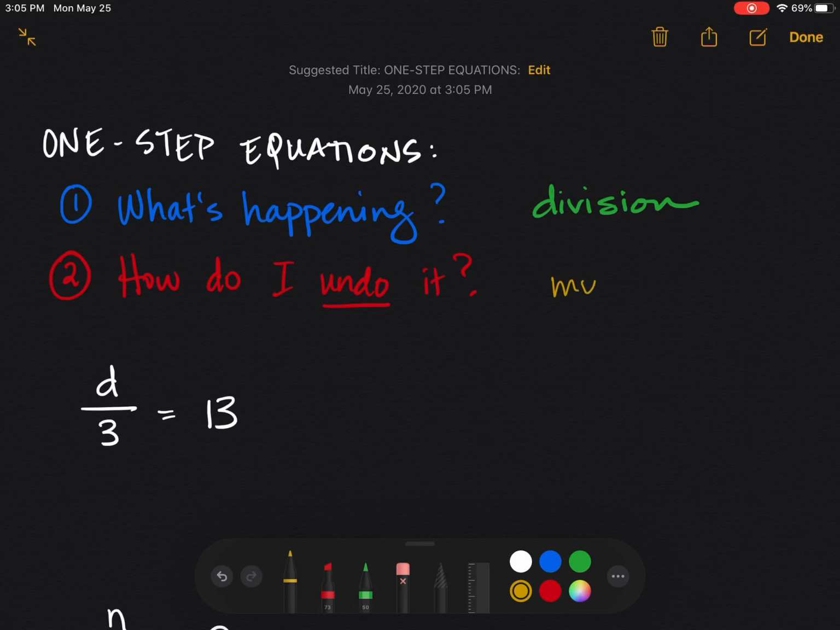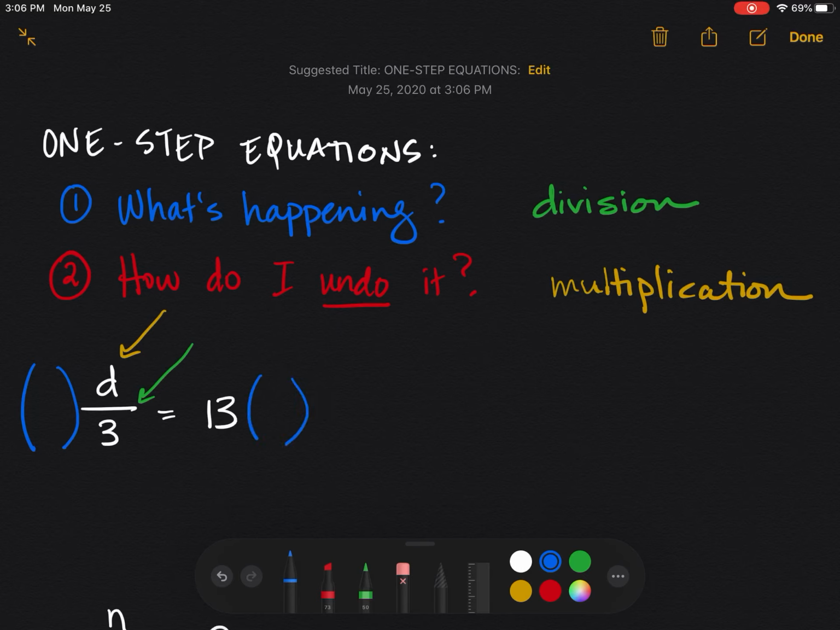We do multiplication. So, what is this going to look like? Let's see. Look at our first example here. What is our variable? Our variable is D. What is happening to D? Division is happening to D. So, how do I undo division? I multiply both sides by what? Well, it's being divided by 3, so that means I have to multiply by 3.